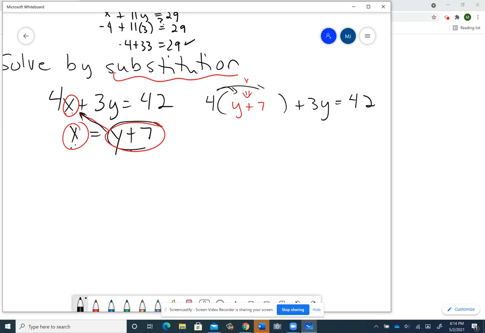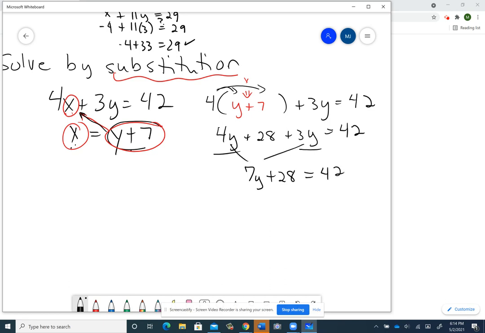Now you're going to distribute. So that's 4y plus 28 plus 3y equals 42. The 4y and the 3y would be 7y. They're on the same side, so you're just combining them. Now you've got an equation that only has a y in it, and you just proceed to solve that using what you know back in chapter 2.